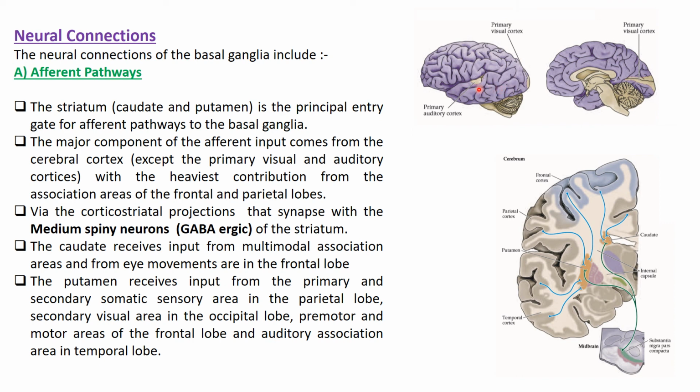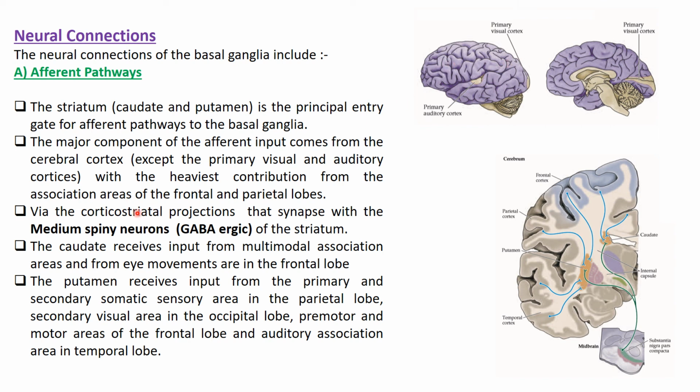Usually the input going to the basal ganglia enters through the striatum, the caudate and putamen. So the caudate and putamen is the principal entry gate for the afferent pathway to the basal ganglia. And as we mentioned, the major input comes from the whole cerebral cortex except the primary visual and the primary auditory cortices. But the heaviest contribution is coming from the association areas located in the frontal and parietal cortices.